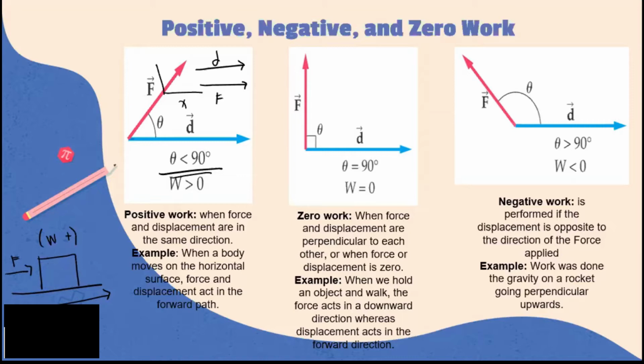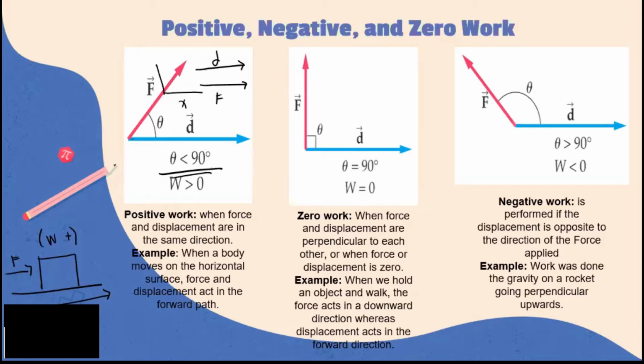Katulad to nung waiter kanina. When we hold an object and walk, the force acts in the downward direction, whereas the displacement acts in the forward direction. In this situation, katulad ng waiter kanina, may hawak na tray, perpendicular yung relationship between the force and the displacement. Okay, so we have zero work.